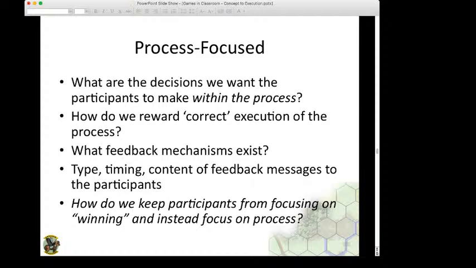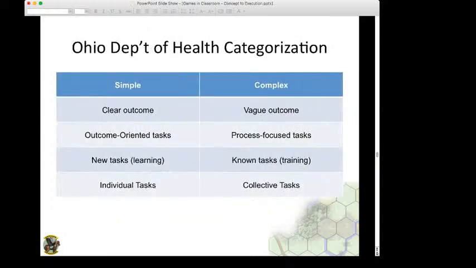And so how do we keep our participants from focusing on winning, from just trying to score points, and instead focus on getting the process right? And that's one of the reasons why we move from competitive to less competitive environments as we get into something that's more complex. We want people choosing the right steps in the process more than we want them just trying to rack up points.